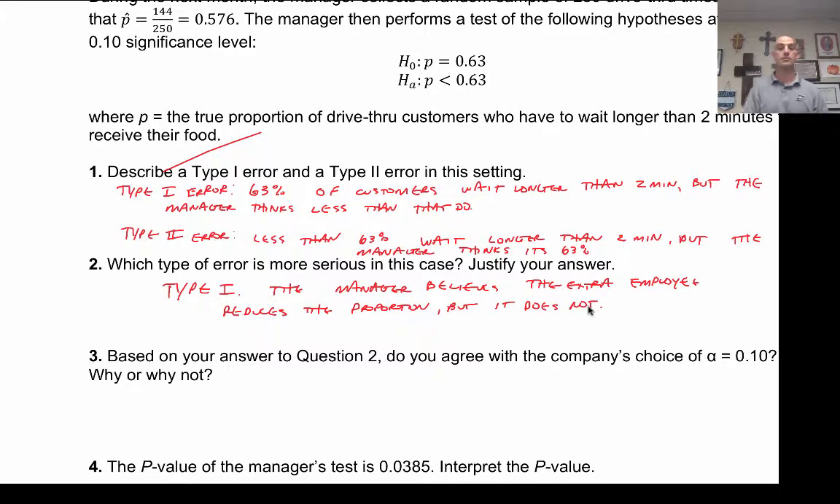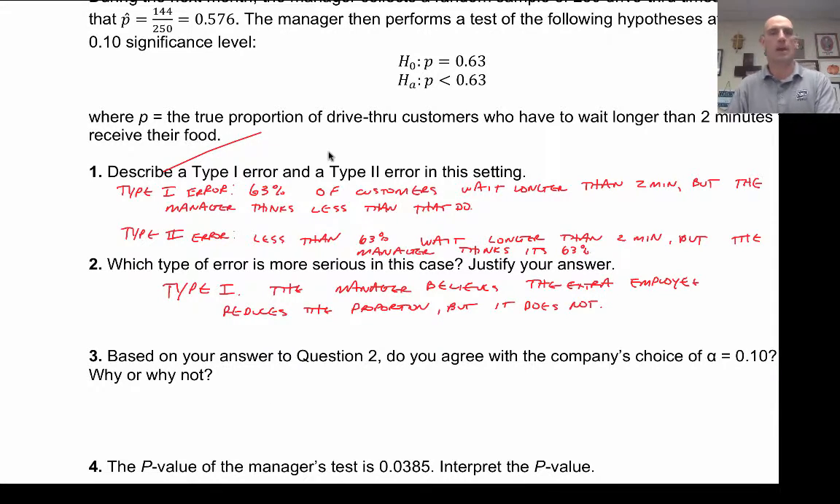Okay, so it was at 63%. And he comes out and says, nah, we're really down here. Well, that would mean that he was wrong, right? So he put this extra employee on there, and now all of a sudden, it's not actually helping. Okay, so based on the question, the answer to question 2, do you agree with the company's choice of an alpha level of 0.10? Why or why not?